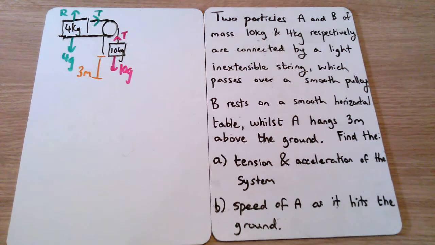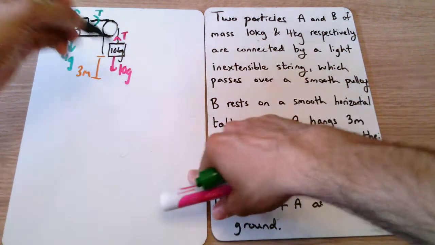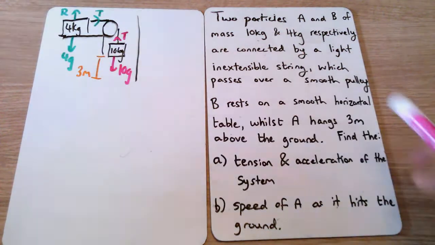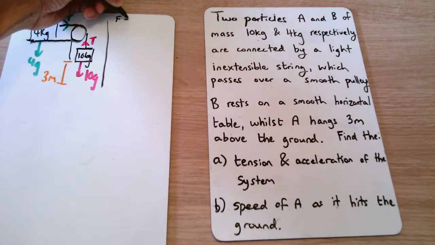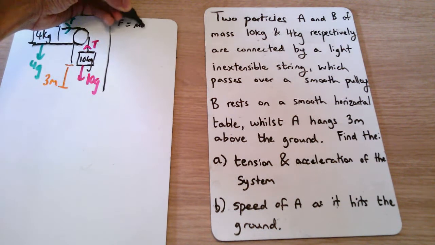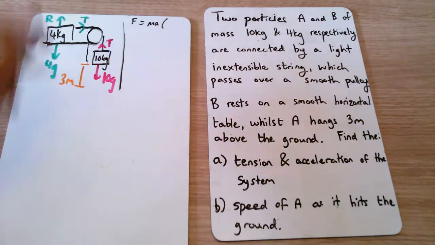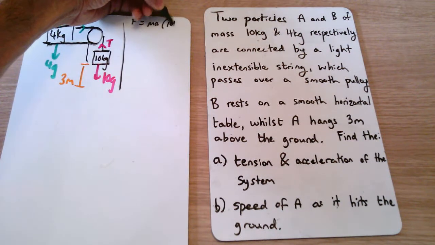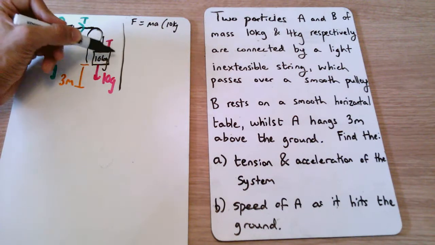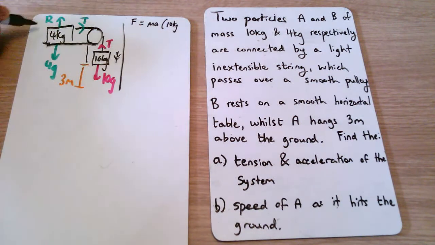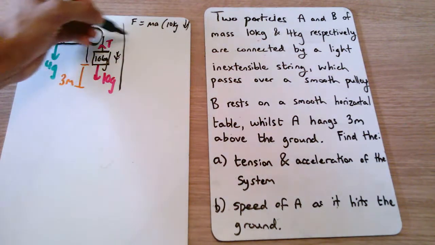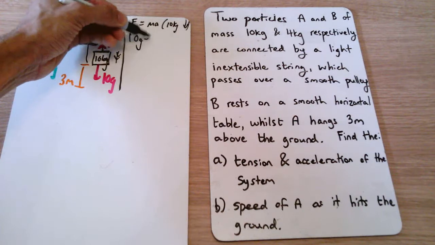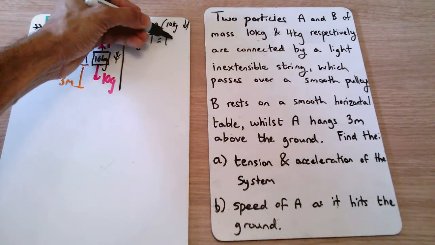So starting point, exactly as we did before, is to work out the tension and acceleration of the system. If we do F equals ma on our 10 kg block, 10 kg block is going to accelerate downwards. 4 kg block is going to accelerate to the right. So 10 kg down means the 10g must be greater than tension. 10g minus t is equal to 10a.